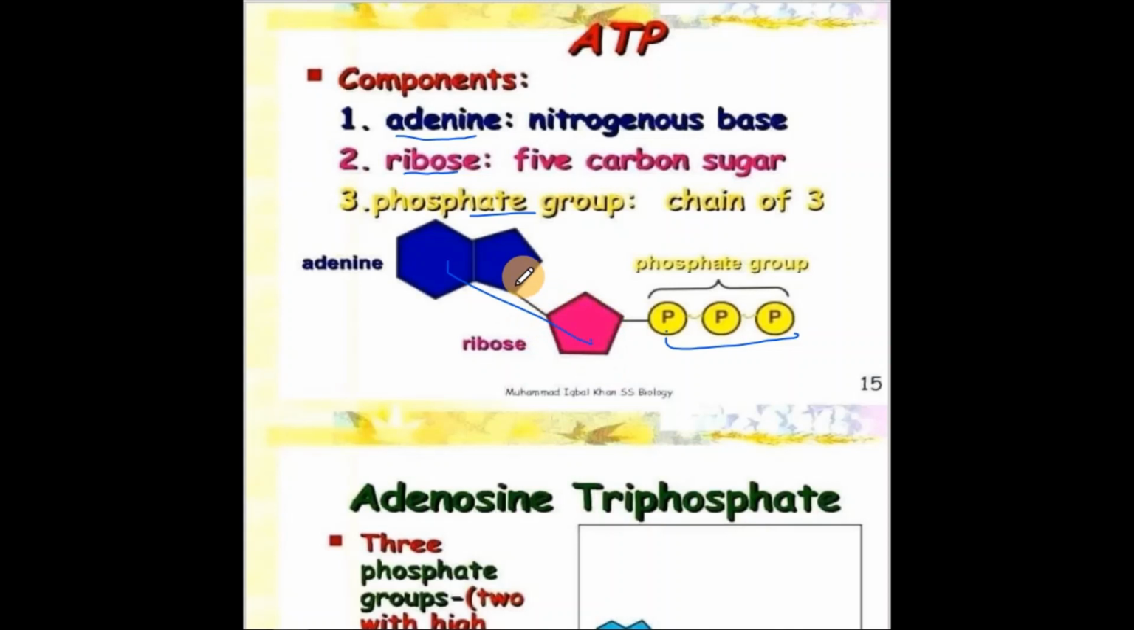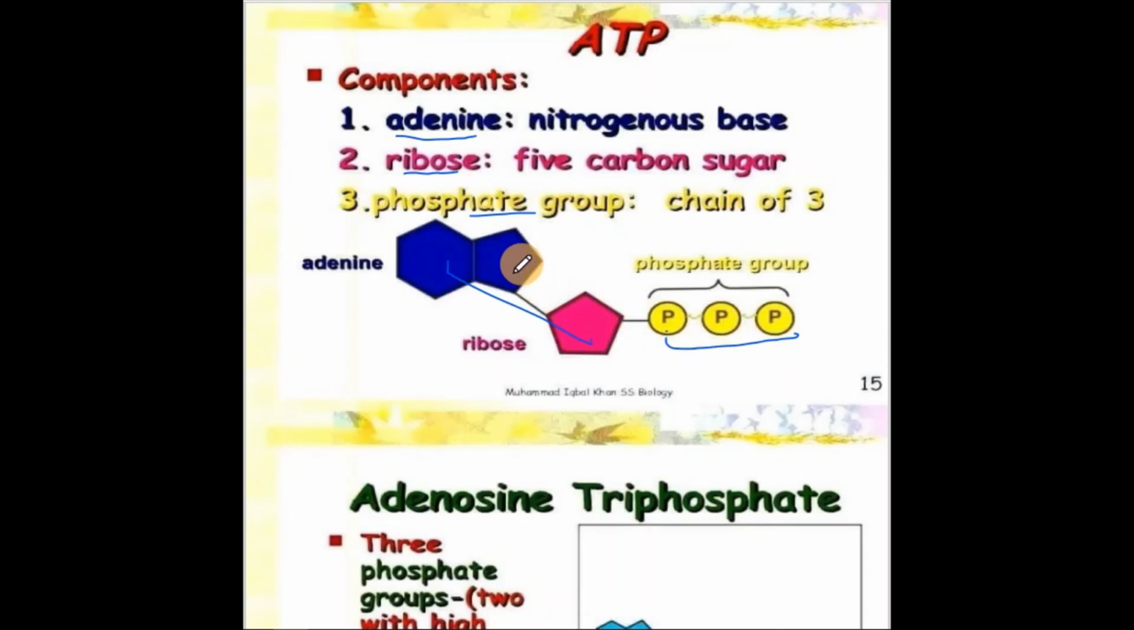It has bonds that store energy. So we are just going to look at the structure. In the next video, we are going to look at how the ATP itself helps in the release of energy into a living system. So now let's look at the structure, and bear in mind that ATP is the main form by which the body stores energy. So we have the nitrogenous base, we have the 5-carbon sugar, and the phosphate.